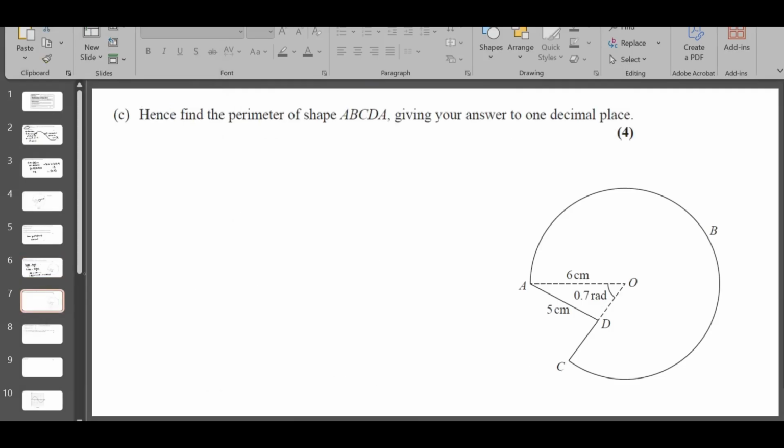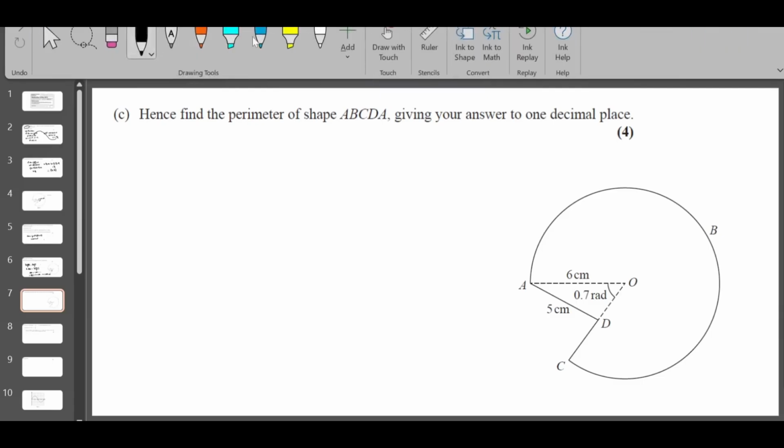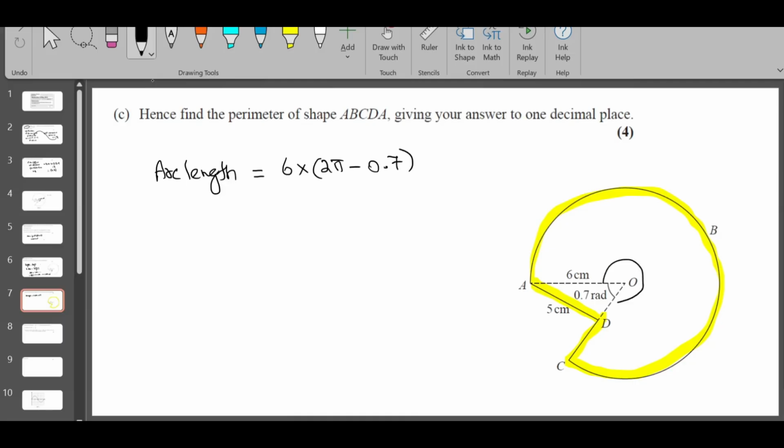Part C now. I have copied the figure here again. Find the perimeter of the shape ABCDA. They want you to find this perimeter, this line CDA. So we can find the arc length first. Arc length is radius times theta, 2 pi minus 0.7. That's the angle, right? Interior angle, right? Okay, we can calculate this.